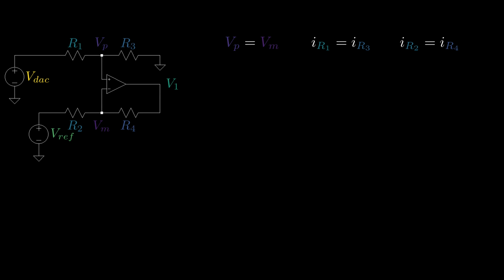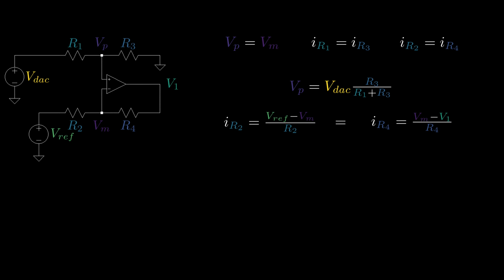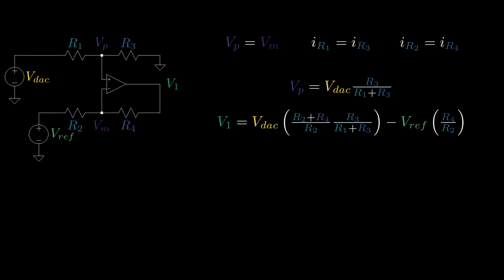First, we can write an equation for Vp, which is a standard voltage divider. Then we can use Ohm's law to write the currents through R2 and R4 in terms of voltages and resistances. Because these currents are the same, we can set them equal to each other. After a few algebraic steps, we can substitute Vp as our voltage divider equation from earlier. Now we have solved the circuit in terms of each resistor and voltage source.